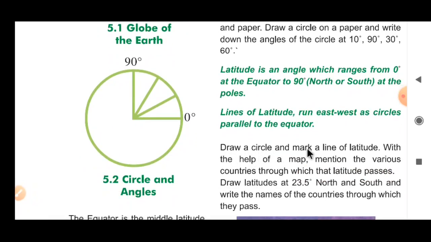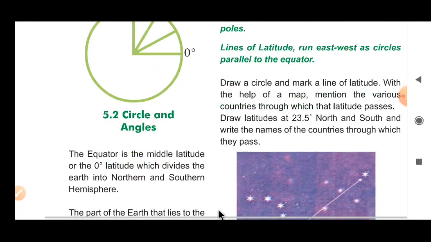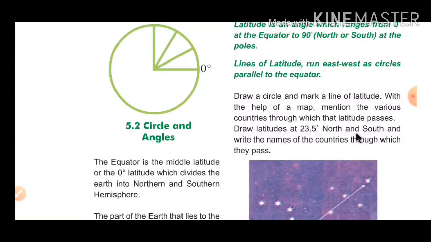Draw a circle and mark a line of latitude. With the help of a map, mention the various countries through which that latitude passes. Draw latitudes at 23.5 degree north and south and write the names of countries through which they pass. We will see all the things through a map. A picture of the map is given and we will see 23.5 north and south and the equator, 0 degree equator, which countries it passes through.